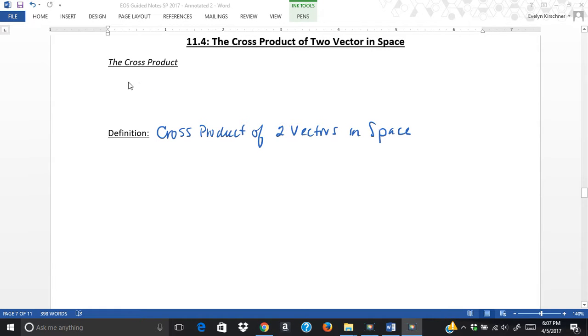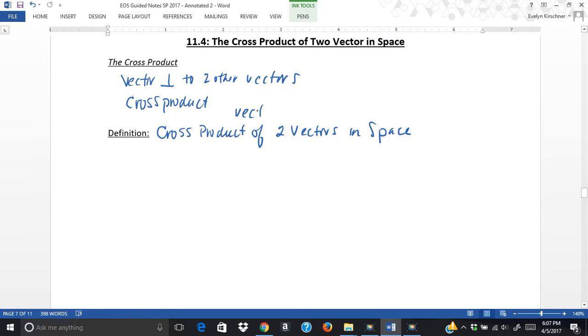We have one more operation we can do with vectors, and this is called the cross product. What we're looking for is a vector that's orthogonal, perpendicular, to two given vectors. We use something called the cross product, or sometimes we call it the vector product.